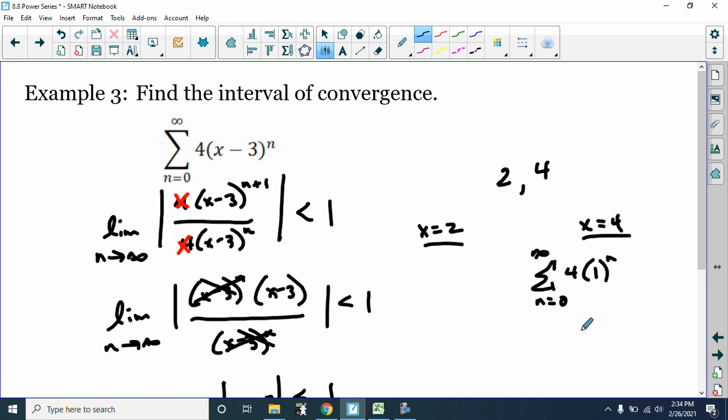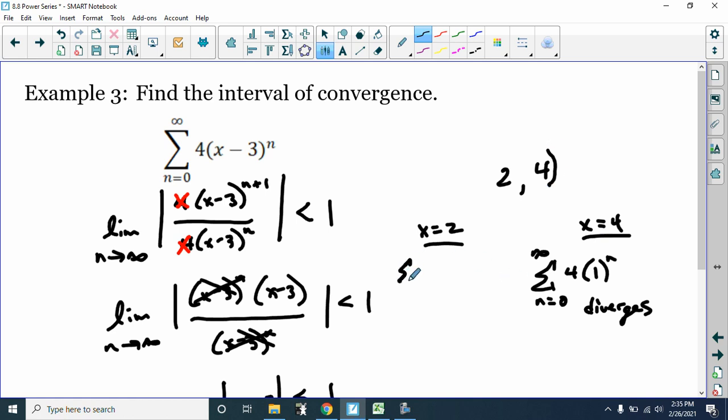4 times 1 to the n. Notice it is geometric. I have 1 to the n, but my r value is not less than 1. If you think about this series, it's just going to be 4 plus 4 plus 4 plus 4 plus 4 plus 4. Therefore, this series diverges. If x equals 4, I do not get a convergent series, so 4 should not be part of my interval, so I put a parenthesis.